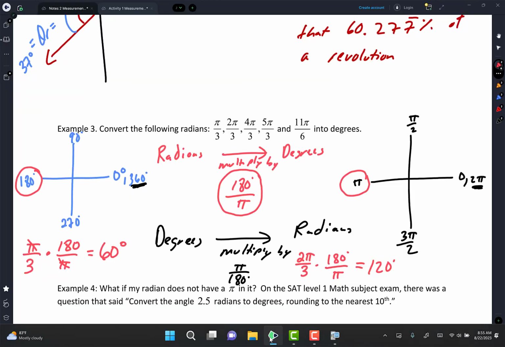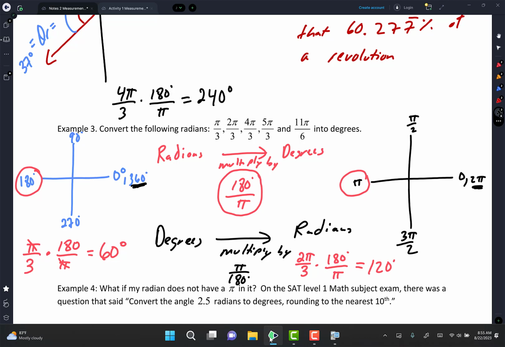We still okay, guys? All right, 4 pi over 3. I'm running out of space, so I'm going to do it up in the top. 4 pi over 3 times 180 over pi. What do you guys get? Pi's cancel out. 4/3 times 180. It's going to be a number bigger than 180. What is it? 240, yeah. Put the degree symbol, because it's a degree.